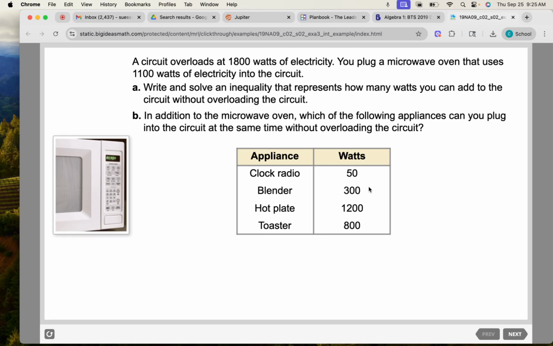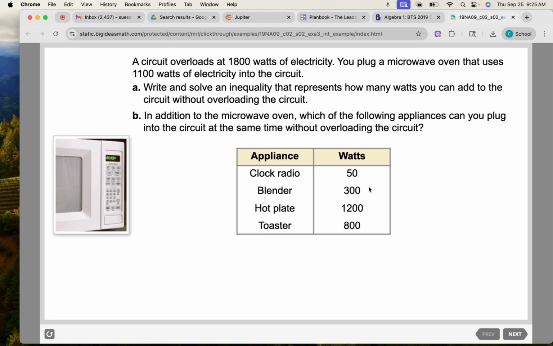All right, example 3. A circuit overloads at 1800 watts of electricity. So don't go over 1800, it'll blow up your microwave. No, it just pops the circuit. You plug a microwave oven that uses 1100 watts of electricity into the circuit. Write and solve an inequality that represents how many watts you can add to the circuit without overloading it. And then B, in addition to the microwave oven, which of the following appliances could you plug into the circuit at the same time without overloading the circuit?